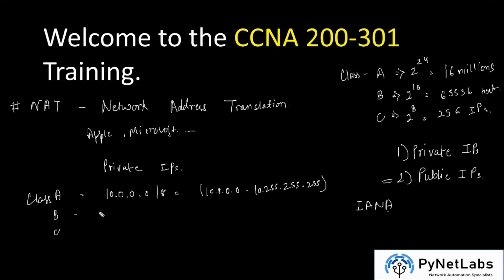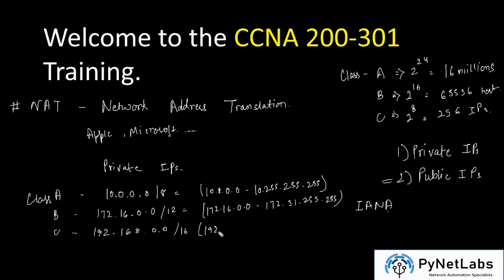Then for class B, it is 172.16.0.0/12, which goes from 172.16.0.0 to 172.31.255.255. So this is the range of class B for private IP addresses, and for class C it is 192.168.0.0/16. The range goes from 192.168.0.0 to 192.168.255.255.